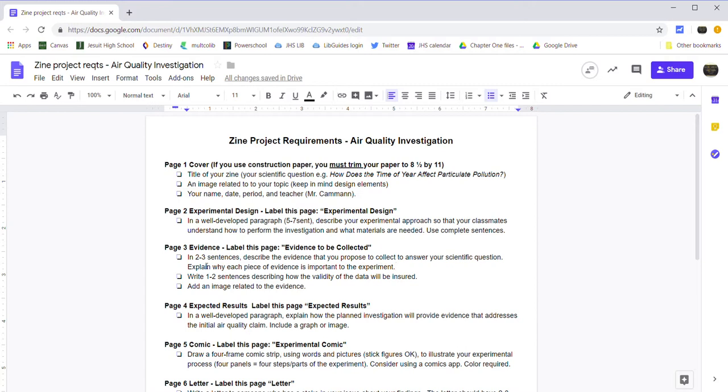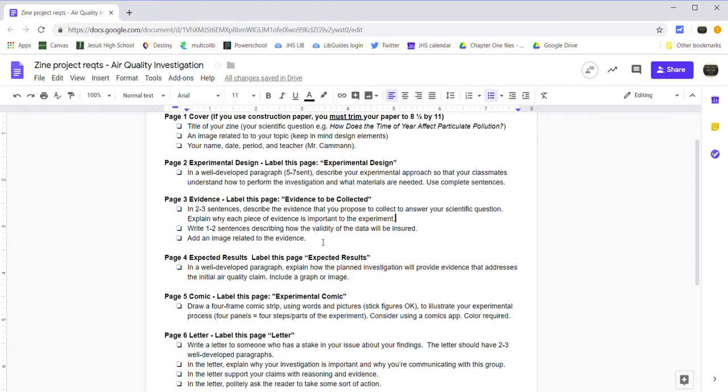So that's going to be 2 to 3 sentences describing the evidence that you're going to collect in order to answer whatever scientific question you pose, and you're going to explain why the evidence is important to the experiment. So you're not just describing the evidence, but you need to add the addition of explaining why it's important. You're going to write 1 to 2 sentences describing how the validity of the data will be ensured. How does the person who is looking at this experiment know that you are collecting valid data? You need to explain that to us. And then you need to come up with an image. Again, any kind of image that you want to use.